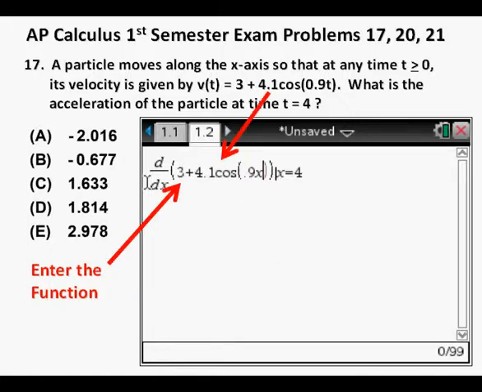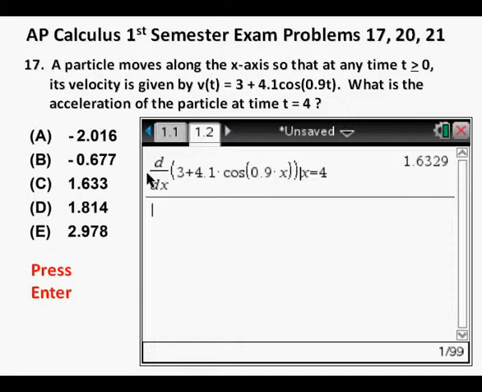Now we enter the function we want to differentiate, and that's 3 plus 4.1 cosine of 0.9x. Press enter. We have our acceleration of 1.6329, which we box in and circle our correct answer, C.